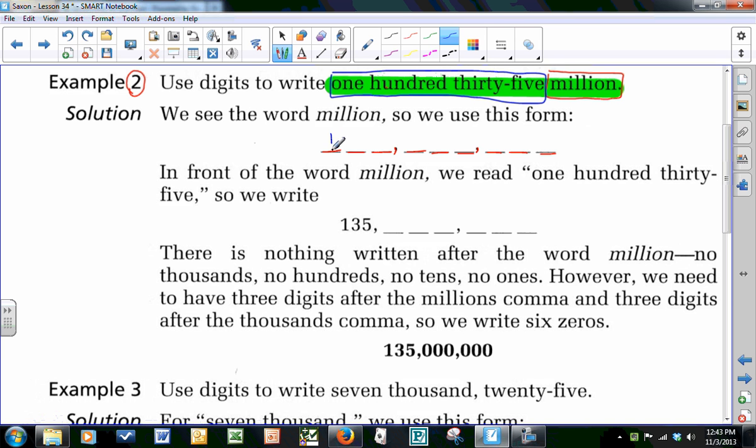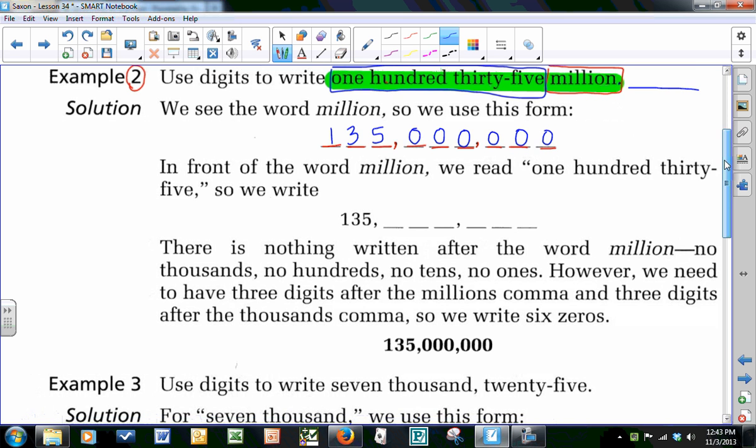135. So we're going to write 135. Now, notice, hey, there's nothing after this period. In fact, there's just a period. There's nothing written. No thousands, no hundreds, no tens, no ones, nothing. But we need to have some kind of digit after 135 million. Otherwise, it's just 135. And while $135 is nice, I'd rather have 135 million. Thank you very much. So what you put is a 0. That's right, just a bunch of zeros. That's not hard, is it? Not at all. Okay, so that's example 2.